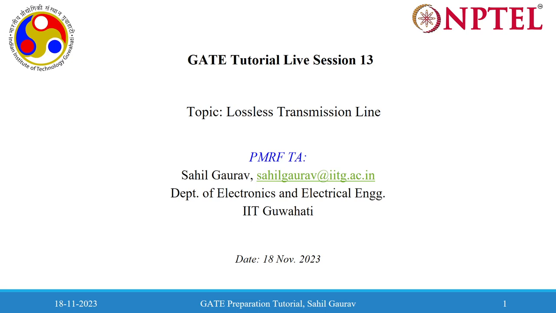We all know that distribution lines are generally resistive in nature, and long transmission lines are more inductive in nature. So we may consider a long transmission line as lossless if the value of R is very low, or the shunt conductance part is low.